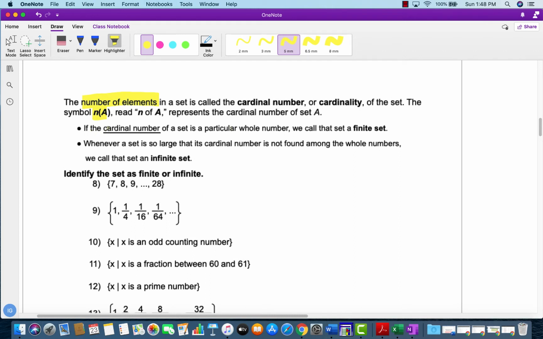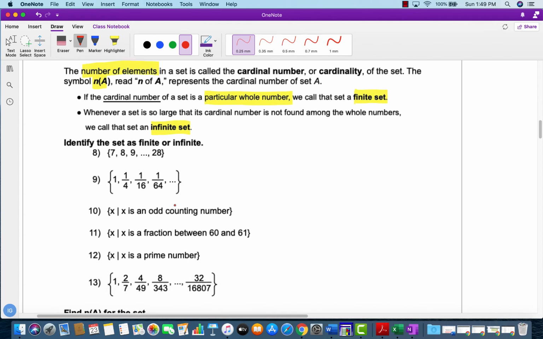And then if the number of elements is a finite set, it's a particular number, then we say it's a finite set. If it's too large, for example, when we have the 3 dots at the end, that means it keeps going forever and ever. That means it's too large, then it's an indefinite set. Okay? So right now, we're going to see the difference between them. It's easier when we actually try some problems because you can see the difference, okay?